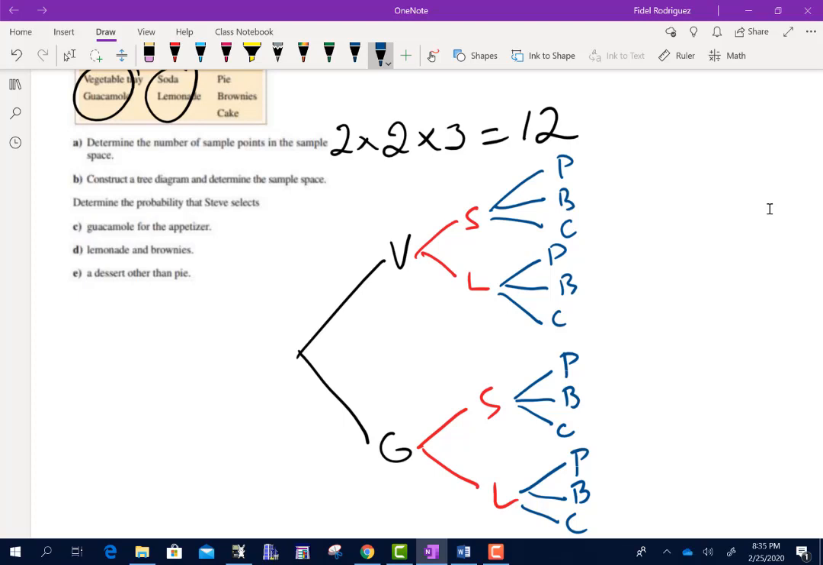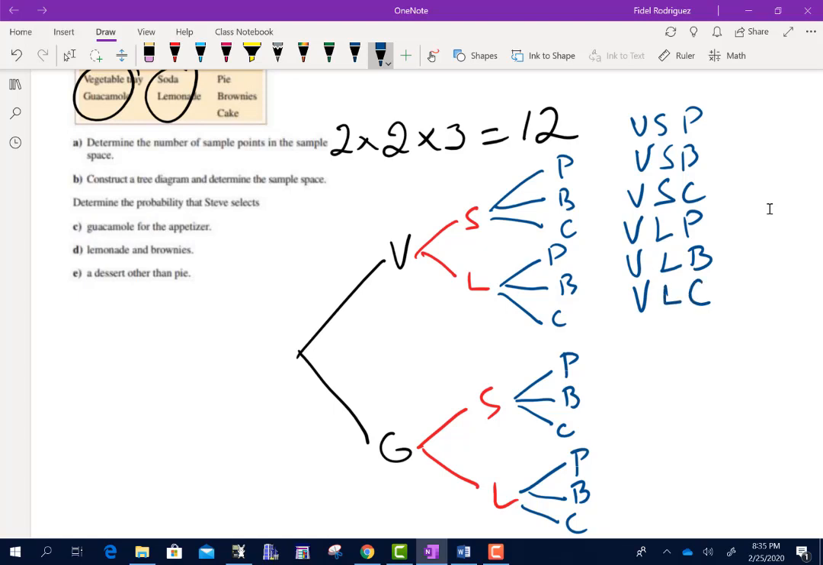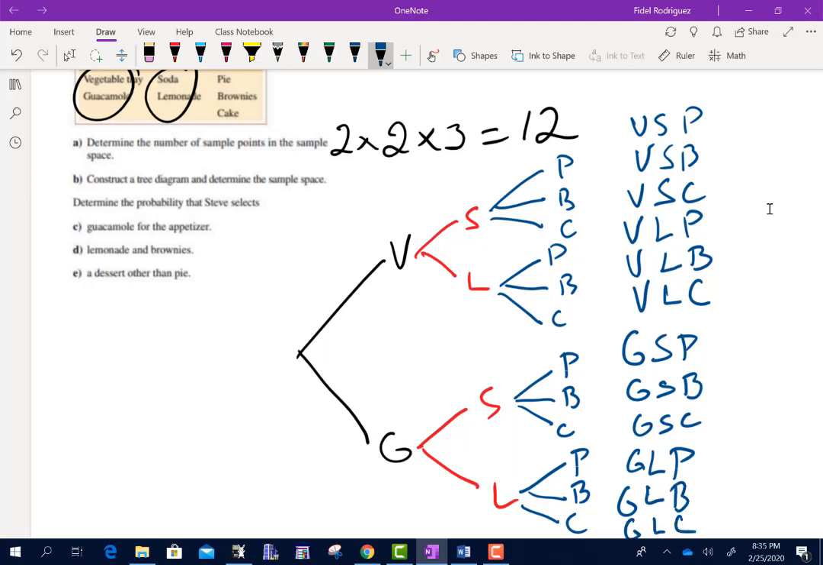My sample space: vegetable tray, soda, pie; vegetable tray, soda, brownies; vegetable tray, soda, cake; vegetable tray, lemonade, pie; vegetable tray, lemonade, brownie; vegetable tray, lemonade, cake; guacamole, soda, pie; guacamole, soda, brownie; guacamole, soda, cake; guacamole, lemonade, pie; guacamole, lemonade, brownie; guacamole, lemonade, cake. Okay. All right.